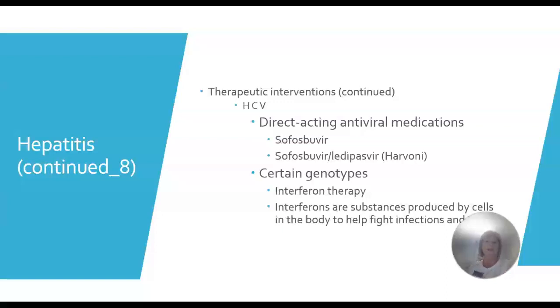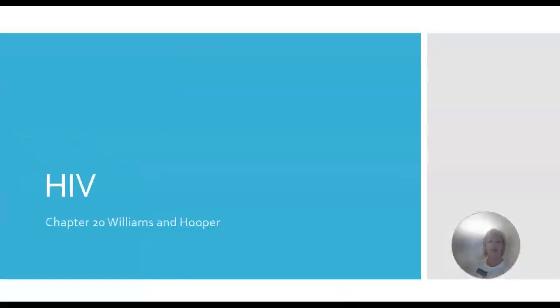So what interferon therapy is, it's just substances produced by the cells to help our body fight infections and tumors. So we give them interferon, and it helps our cells to fight off the infection. So we use our own immune system. Using interferon, we trick our immune system into knowing that, okay, we have something foreign here and we need you to fight it. So we kind of use our own body to help do those kinds of things. And that's what interferon therapy is. And we will stop right here on our hepatitis, and we'll move to HIV here in just a minute.